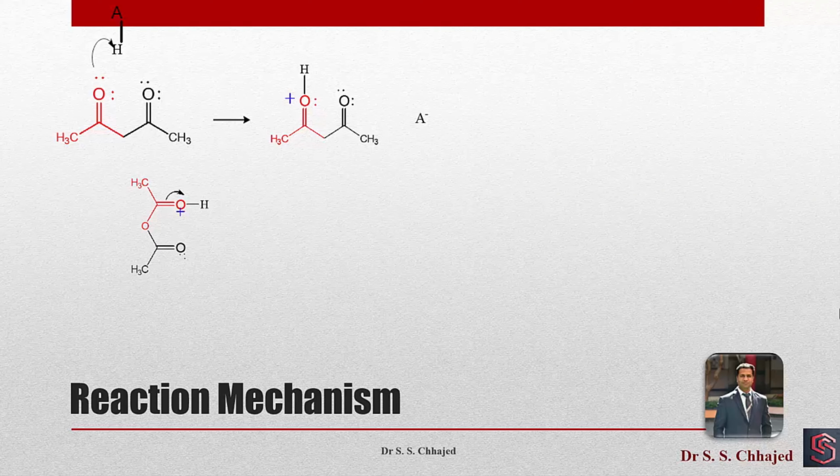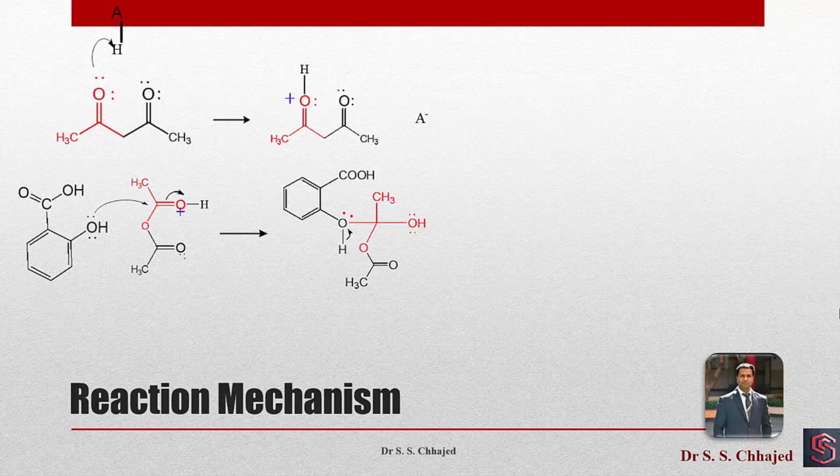The species which is formed, having oxygen deficient in electrons, comes in contact with salicylic acid. So the lone pair of electrons present on the phenolic oxygen will become coordinated with the carbonyl carbon of acetic anhydride. The carbonyl carbon is deficient in electrons, and that's why it accepts electrons from the oxygen, that is the lone pair of electrons present on the oxygen. So a new bond will form between oxygen and carbonyl carbon, and the pi electrons present on the carbonyl double bond will migrate onto the oxygen because it is more electronegative than carbon.